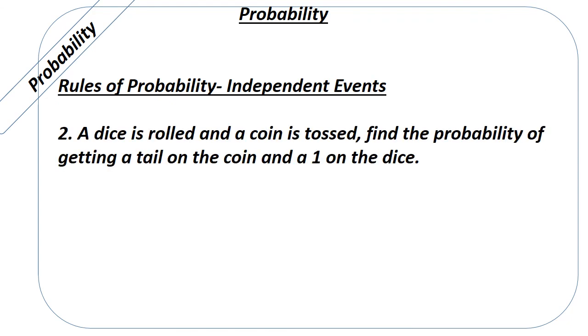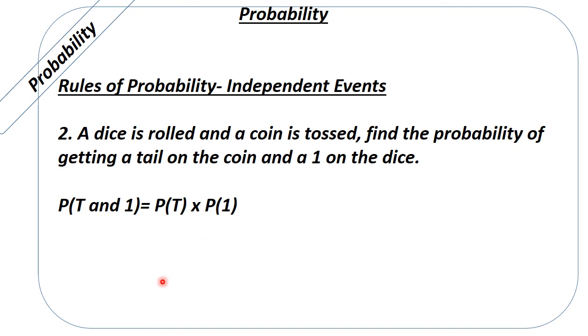The other one is for independent events. A dice is rolled and a coin is tossed. Find the probability of getting a tail on the coin and a 1 on the dice. Because of the word "and", you should be able to tell that these are independent events, meaning we have to get the probability of a tail and the probability of a 1 on the dice, so we multiply them. The probability of tail is half, but for the dice there are 6 numbers, so if you get 1, you have 1 over 6.